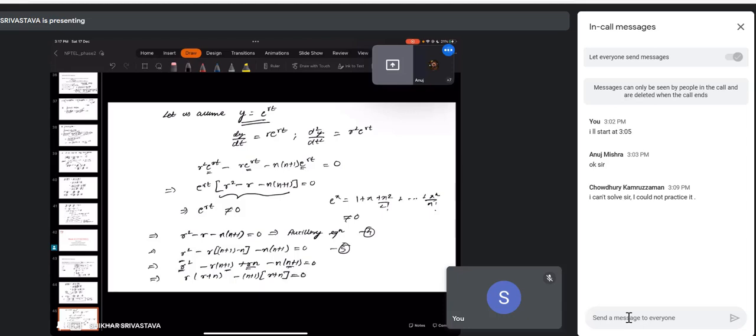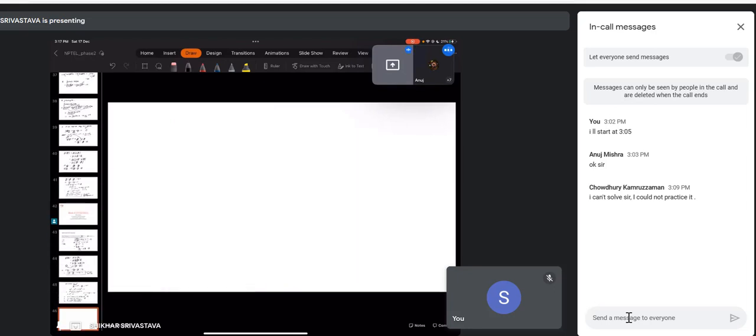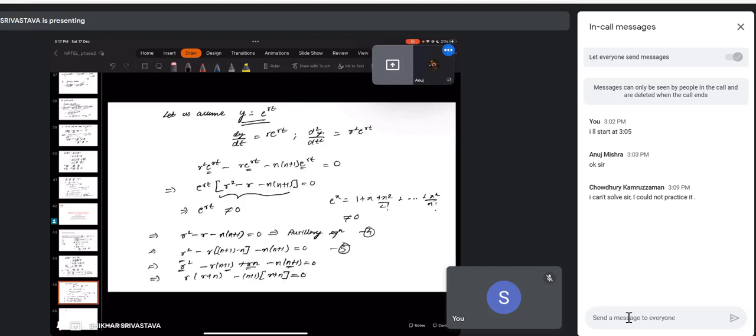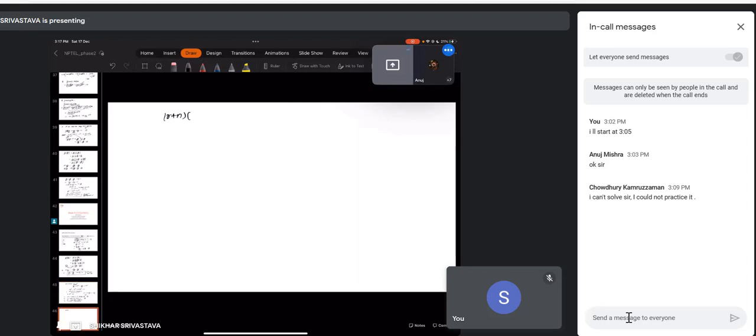Just factorize it. Now what you're left with is r plus n and r minus n minus 1 is equal to 0. So you've got two solutions: r is equal to minus n and r is equal to n plus 1.